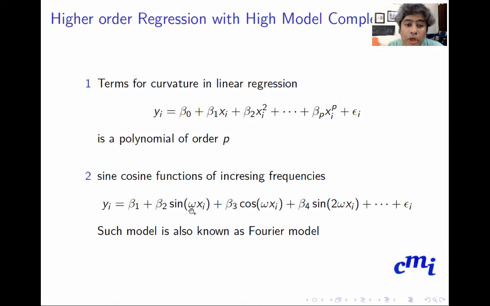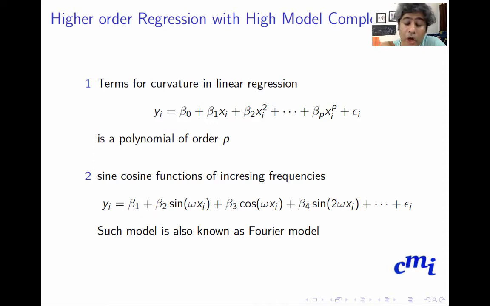If you know the value of omega, then you know sine omega xi, you know cos omega xi, you know this feature, no problem. Then if you know omega, you know the value of sine 2 omega xi given the value of xi. Then this model is linear in parameter. But if you don't know the value of omega, and you want to estimate omega using the data, then certainly we cannot say this Fourier model is linear in parameter. It is non-linear in parameter.